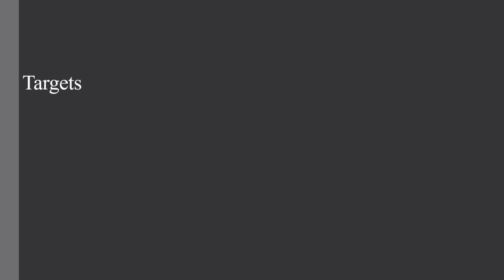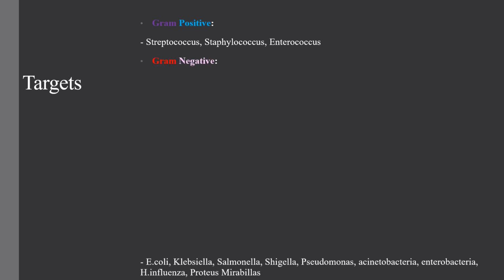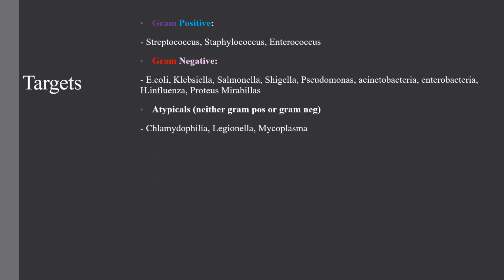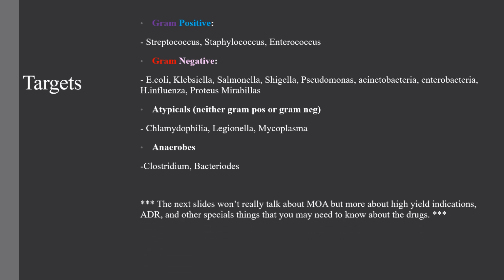So this is just a slide that goes over the targets, which I had from part one. I figured it gives you a visual of what kind of bacteria to expect, so you can come back to this if you're trying to remember which bacteria it was, like an example of a gram positive or gram negative. And again, I'm not going to go too much into the MOA. It's going to be about high yield indications, adverse drug reactions, and then maybe other special things you might need to know about the drugs.